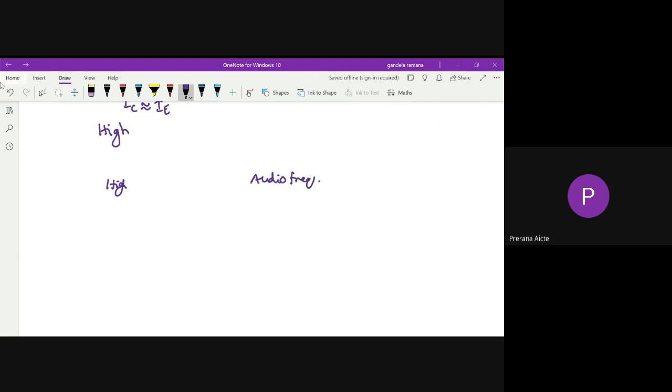The CC configuration is used in impedance matching circuits and buffer amplifiers. Why? Because output impedance is low. Finally, in CE configuration current gain is high, voltage gain is high, power gain is high. So CE configuration is very popular.